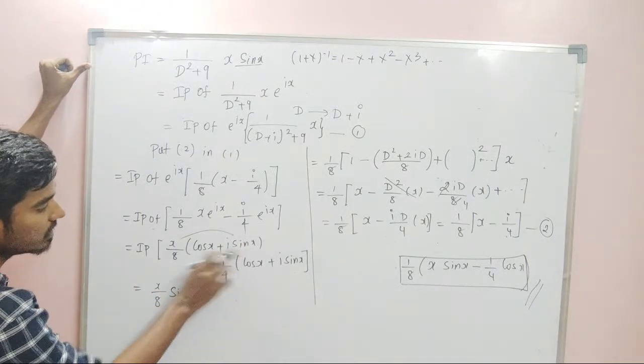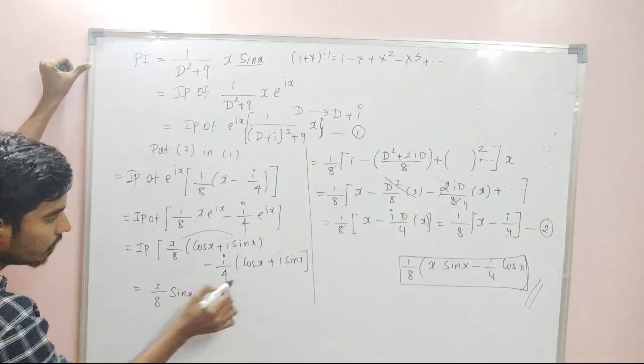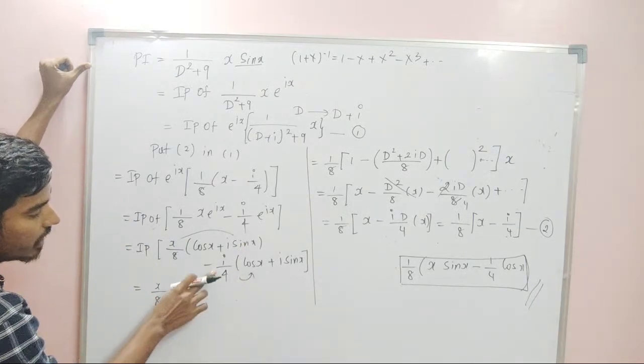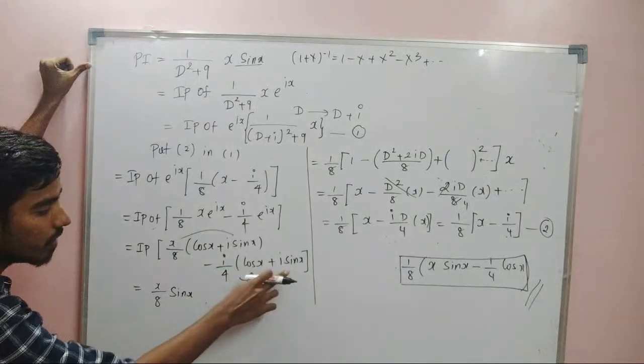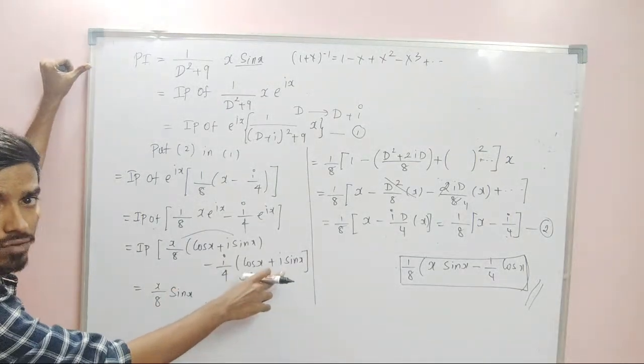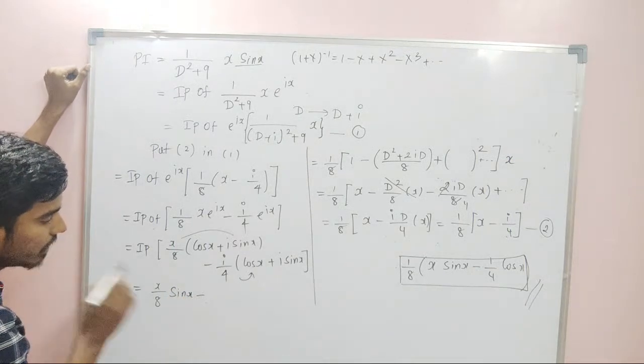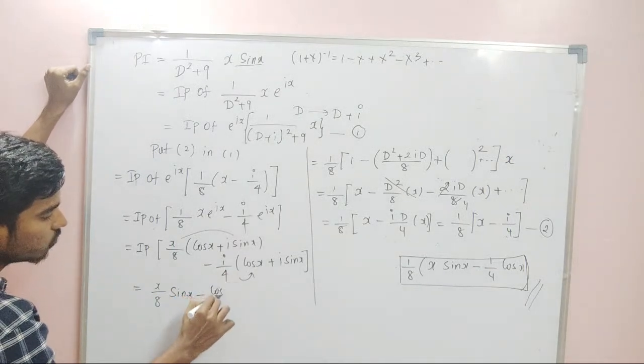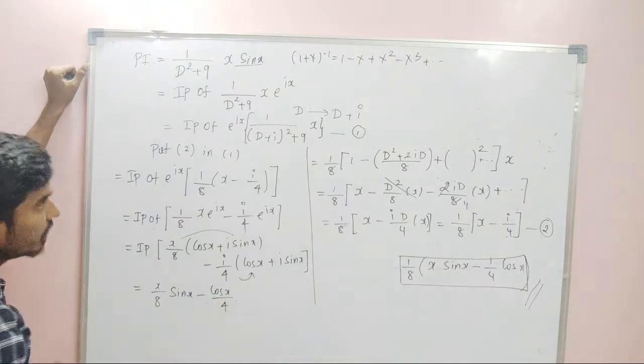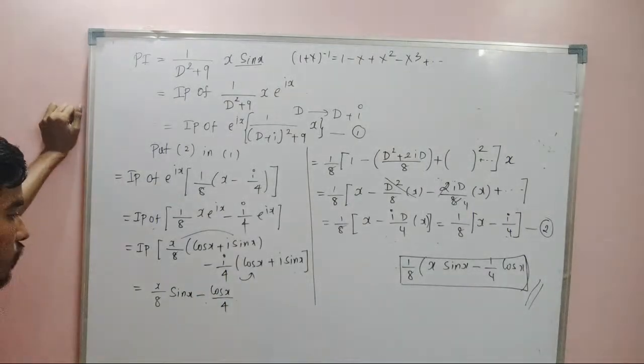right? This is the imaginary part, and here also we will have an imaginary part, minus i by 4 cos x. This will be real, because i into i is i square, which is minus 1. So here we will have minus cos x by 4, right? Minus cos x by 4.